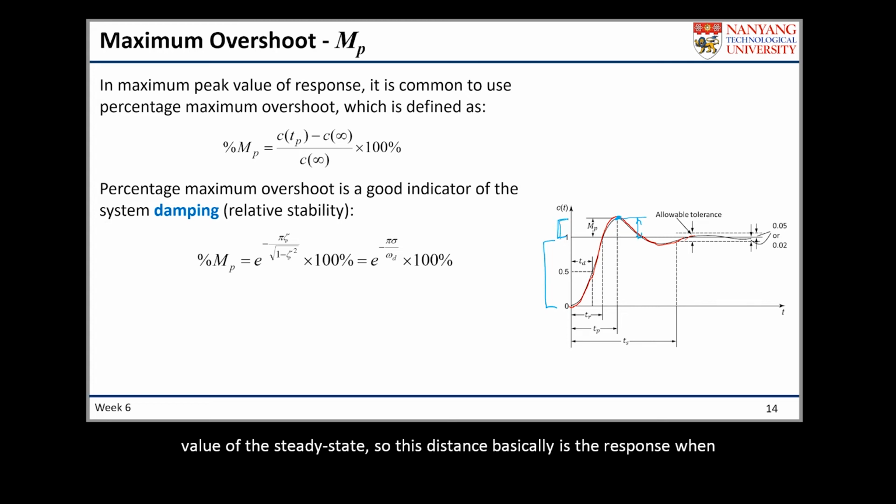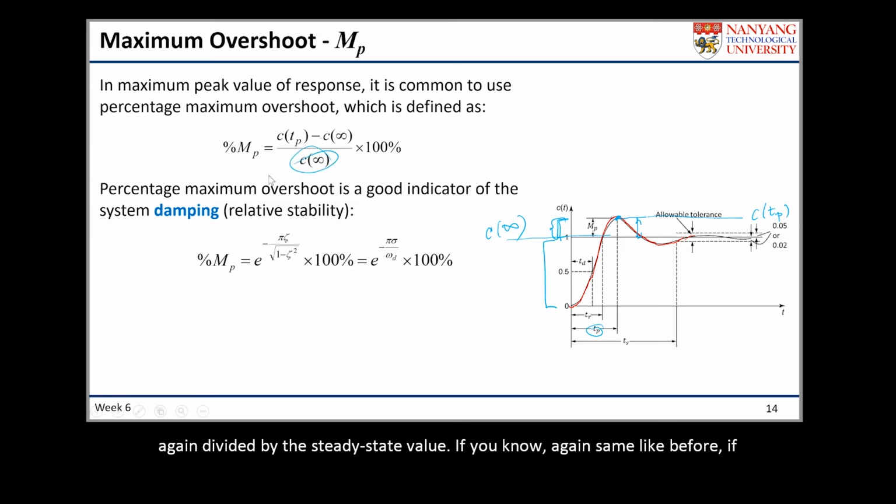This distance is the response when time is equal to tp, the peak time, which is this value, minus the steady state value. The steady state value, I can call it the response when time is equal to infinity, and this is the response when time is equal to the peak time. So as you can see here, maximum overshoot is this distance again divided by the steady state value.